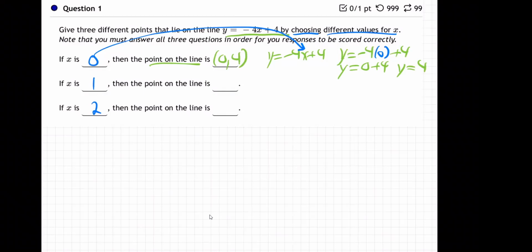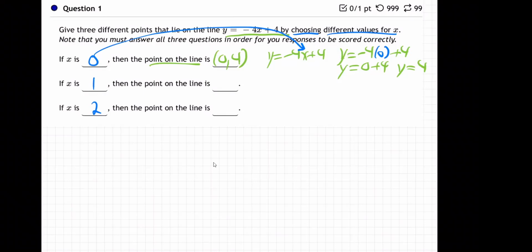Let me double check on the homework system that that's exactly what they want. Let me see if I put it in, make sure it's right. I'm going to make sure this is exactly what they want. Yeah, that's exactly what they want. All right, good.